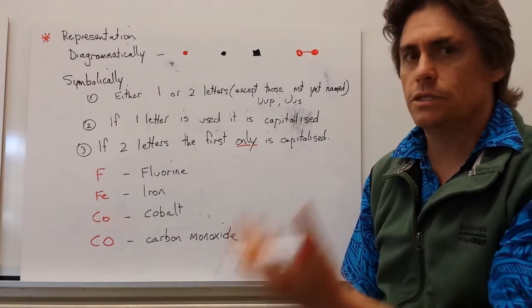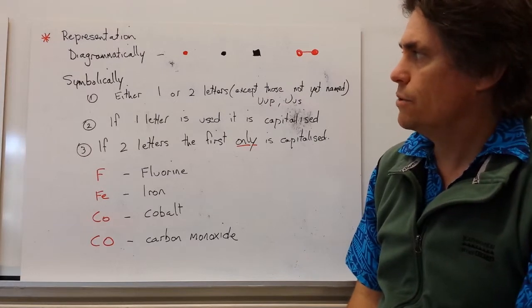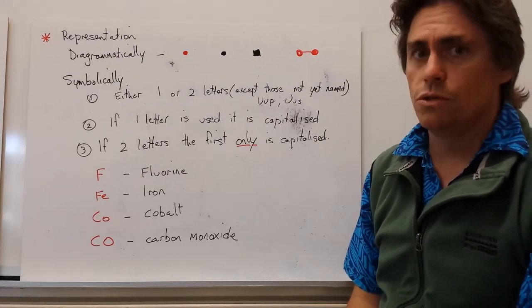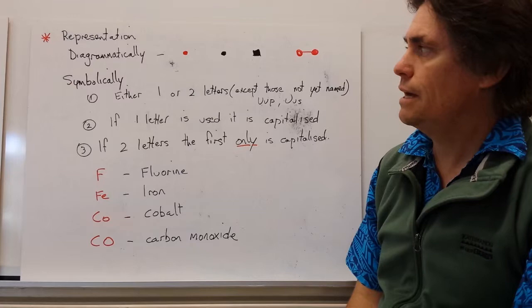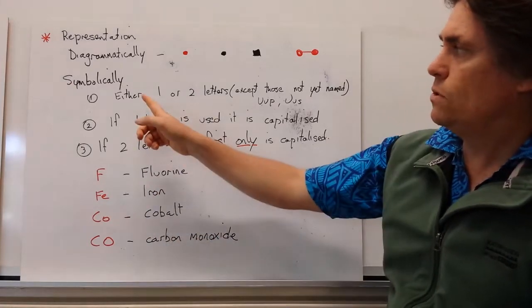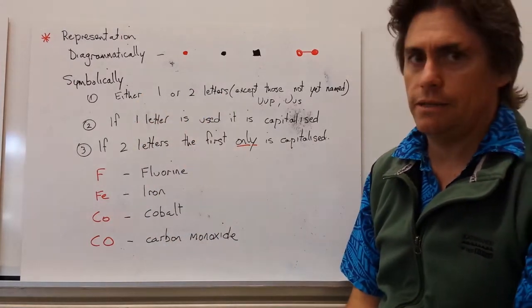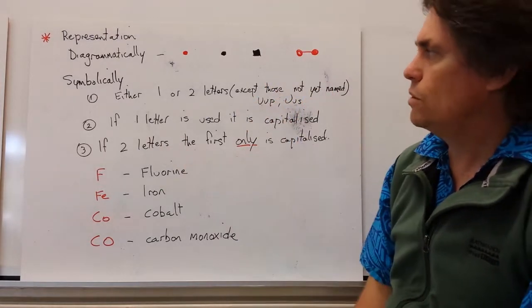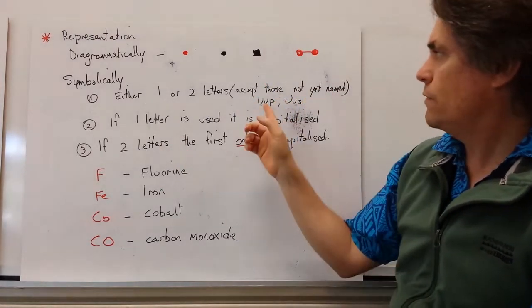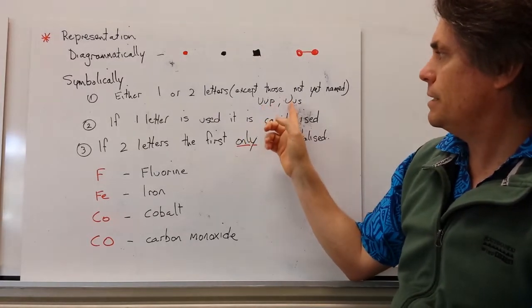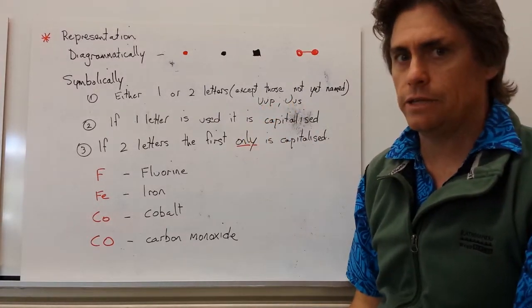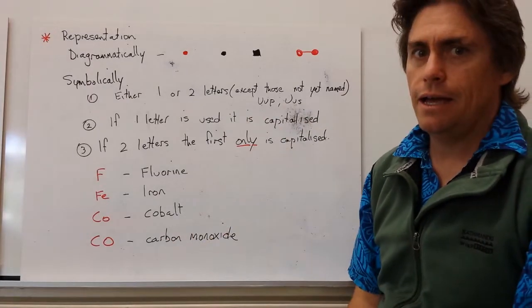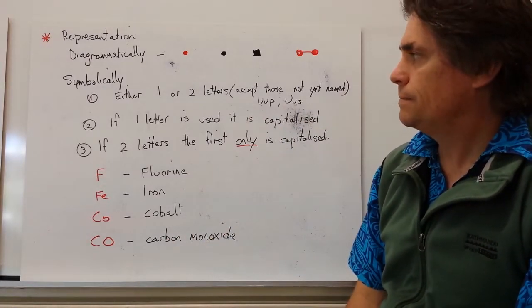So we can represent our elements diagrammatically, but we can also represent them symbolically. And we have to do it so other people understand us. So there are 3 rules to symbolically represent our elements. First of all, they're 1 or 2 letters only. And the exceptions are those that haven't actually been named according to what we said before. So we've got an unpentium and an unseptium that don't have any official names yet. So they're given a name that represents a number.